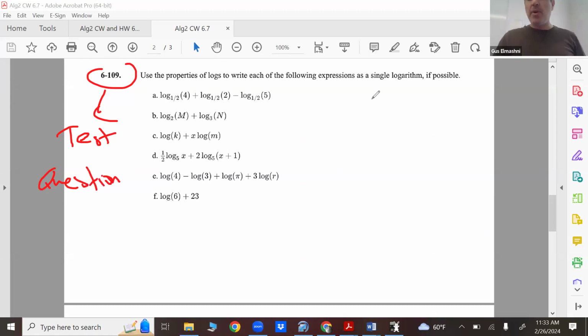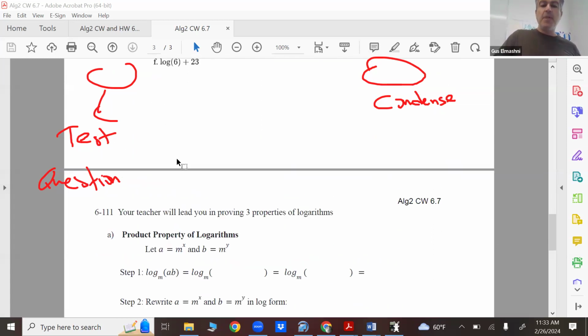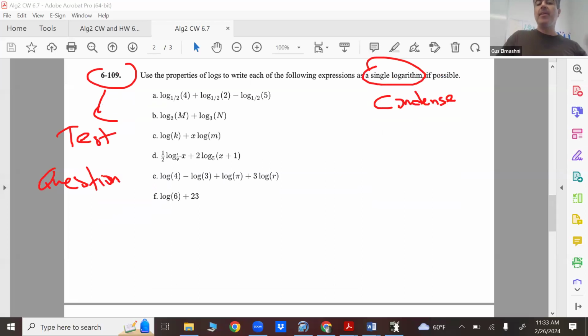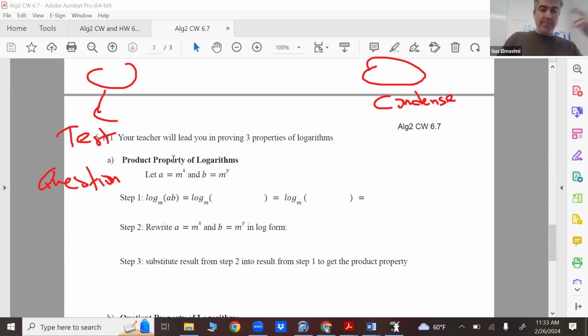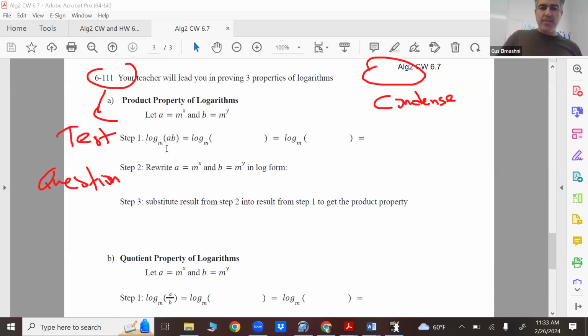Because what we want is to condense as a single log. So we're trying to condense each case. Oh, hold on one sec. We can't do some of these parts here. I just realized there's some things I haven't taught you guys yet. Let's come back to 6109 in a few minutes. Let's go to page 3 and then we'll come back to 6109, because I actually do need to talk to you guys about 6111 before we do 6109.